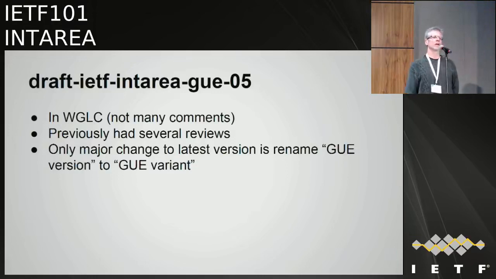The only major change in the latest revision is that GU version became GU variant. Joe Touch had a concern that version implies a kind of precedence or obsolescence of previous versions. So variant gives us a little more flexibility. It could be a canonical version, or in the case of version 0 versus version 1 of GU, they're really different kinds of variants. Version 1 happens to be a very compressed form.